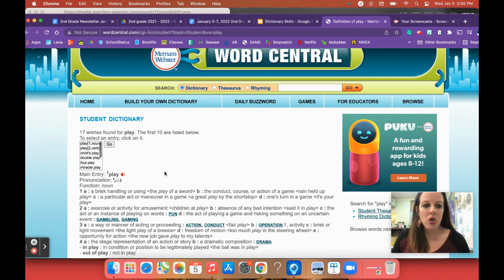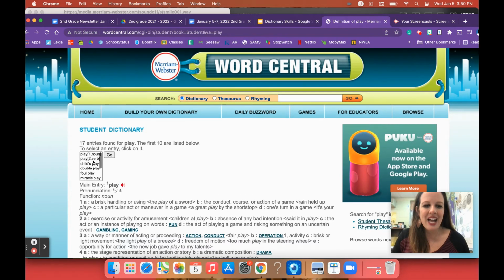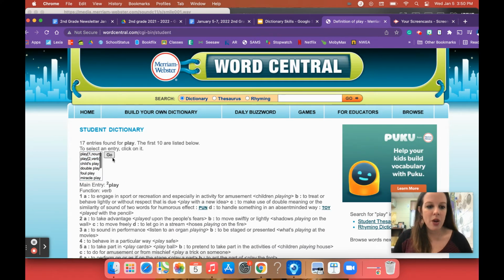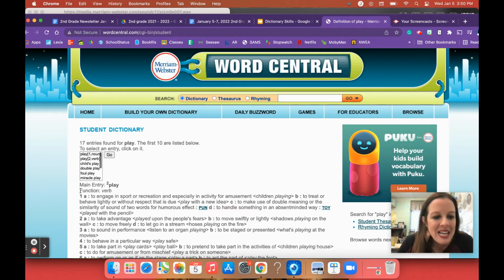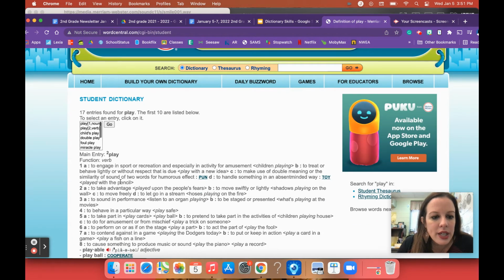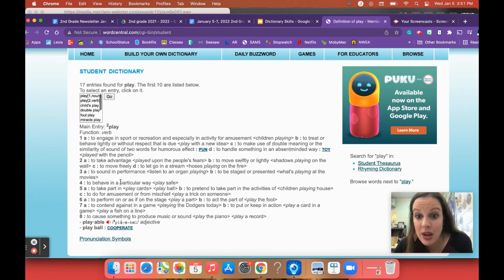Ooh, so many play. I am looking for the verb play. Okay, so here it is. Main entry, play. It is a verb, can be used in a bunch of different ways. Ooh, look at all these definitions. We have to write them all. Just kidding. That would take forever. Okay, so to play, to engage in a sport or recreation, especially an activity for amusement.